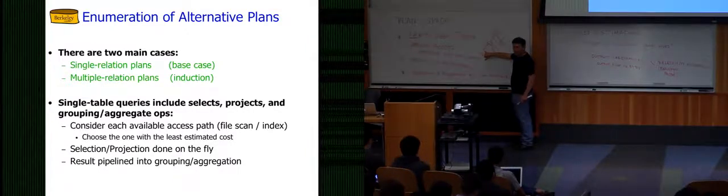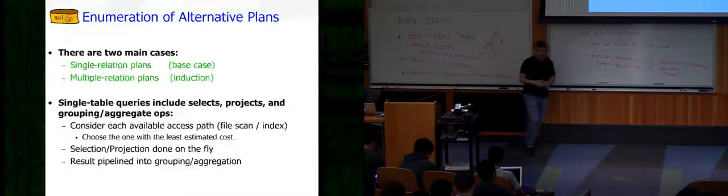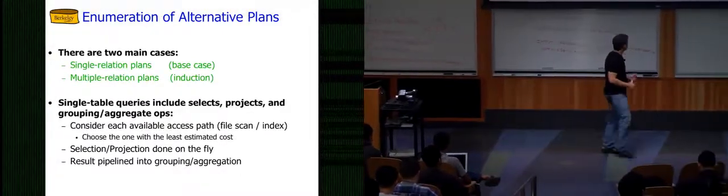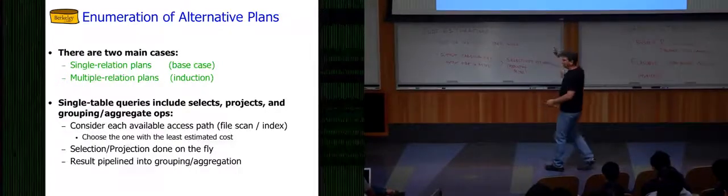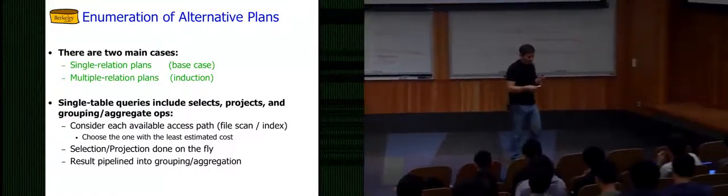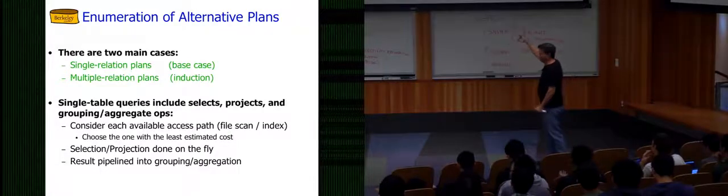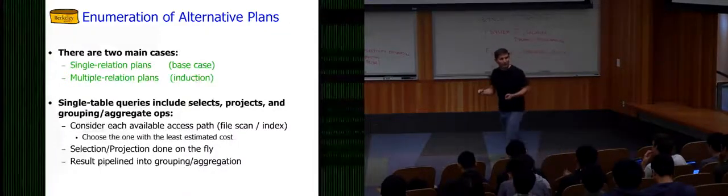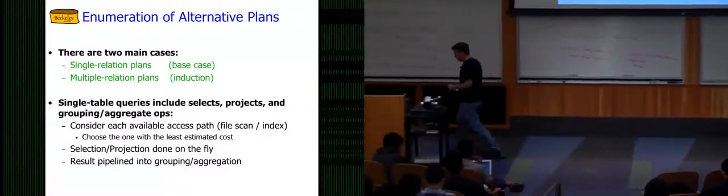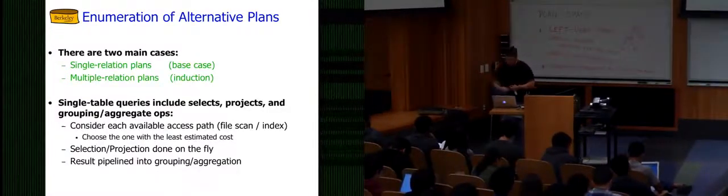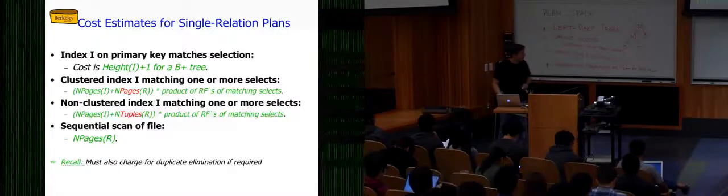Okay? All right. The other thing that happens with single table queries is, if it's truly a single table query and there's no other joins, then the results would be pipelined into a group by or an aggregate or what have you, potentially. That won't come up in this discussion because we're looking at multi-table queries with joins. But if it were a single table query, we would pipeline things into grouping and aggregation. So let's look at these single relation sub-plans.